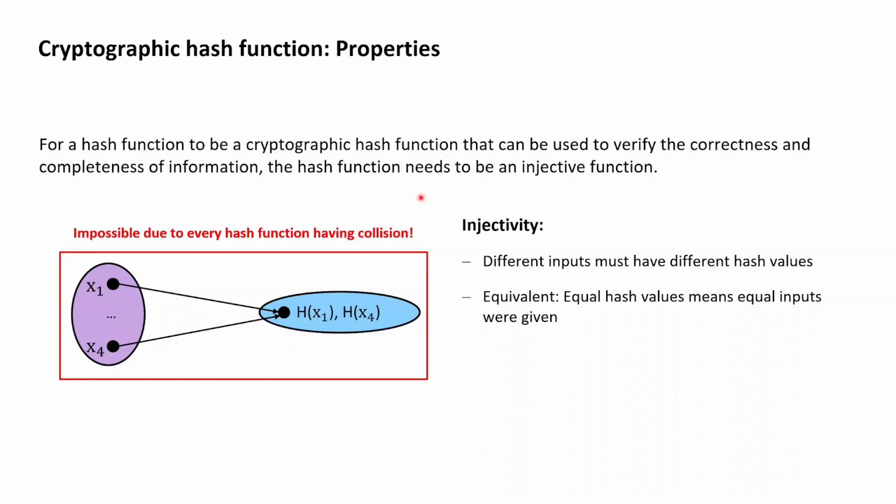For a hash function to be useful for cryptography as a tool to allow the verification of the correctness and completeness of information, a hash function would actually need to be injective and uniquely map inputs to hash values such that no two different inputs would have the same hash value. Phrased the other way around, injectivity would allow us to conclude that if two objects have the same hash value, then these two objects would actually be the same object. This, however, is impossible, as we have just seen on the previous slide, where we have observed that all the hash functions have colliding pairs of inputs.